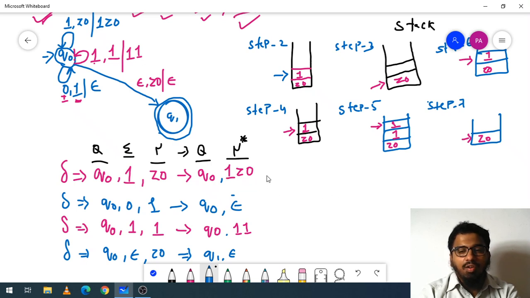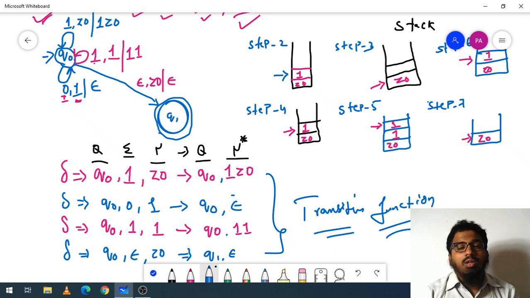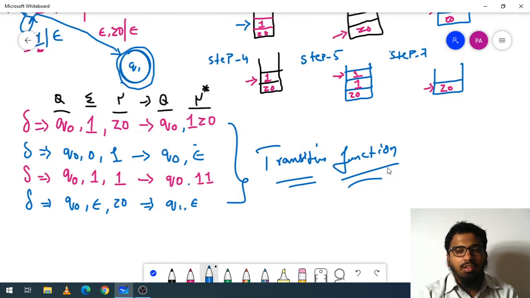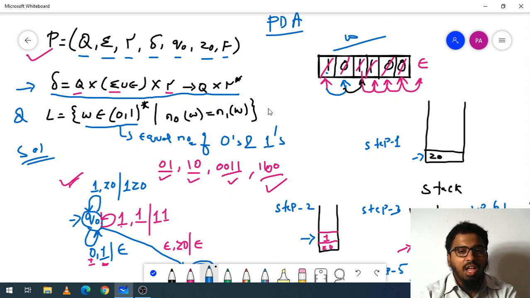This is the transition function. I hope you understand this. Okay, this is very simple. In the exam you will get a question like this. You need to identify which string will be satisfied for this language. You need to find it and solve this.